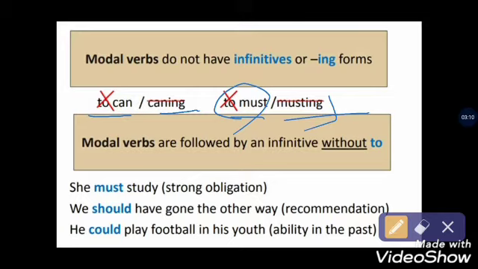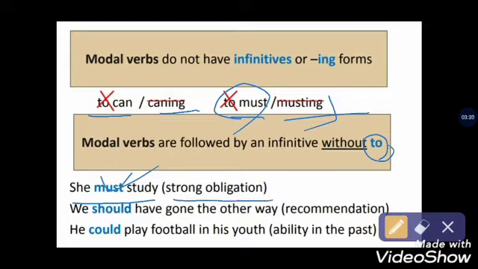Modal verbs are followed by an infinitive without to. It means we do not have to use to when we use modals with an infinitive. She must study, okay? We don't have to use to here, okay? When you get this sentence, it shows strong obligation.